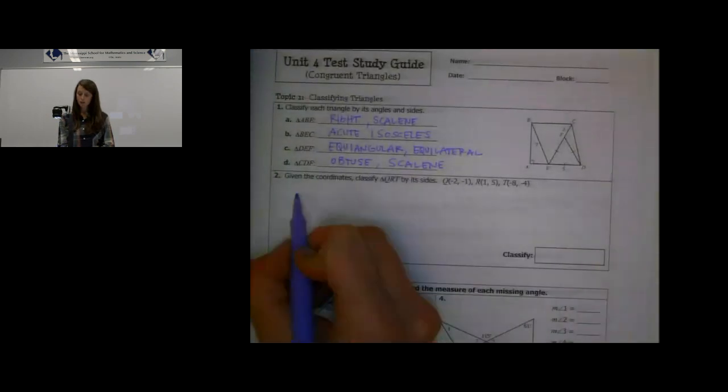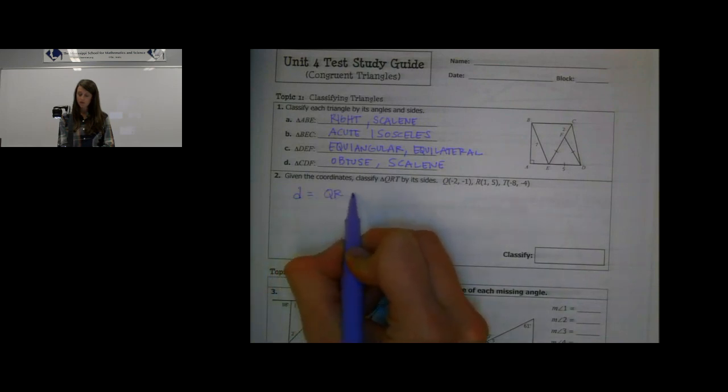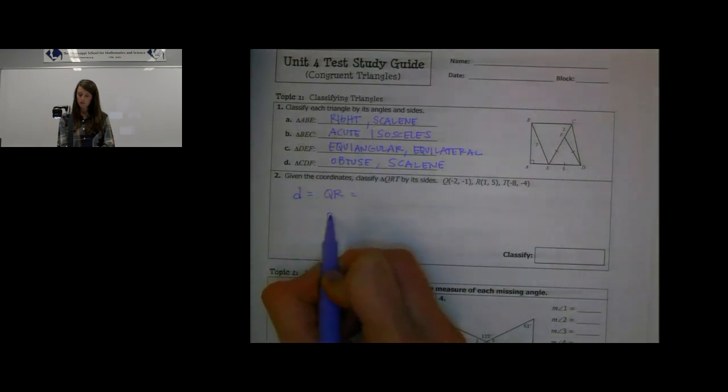Okay, so through here, this next part said to classify by its sides, we want to find the distance. Use the distance formula. Okay, so we want to find the distance on QR, the distance on RS, and the distance on QT. Remember what your distance formula is. It's your x1 minus your x2 squared plus your y1 minus your y2 squared, and then take the square root of that. Okay. All right.